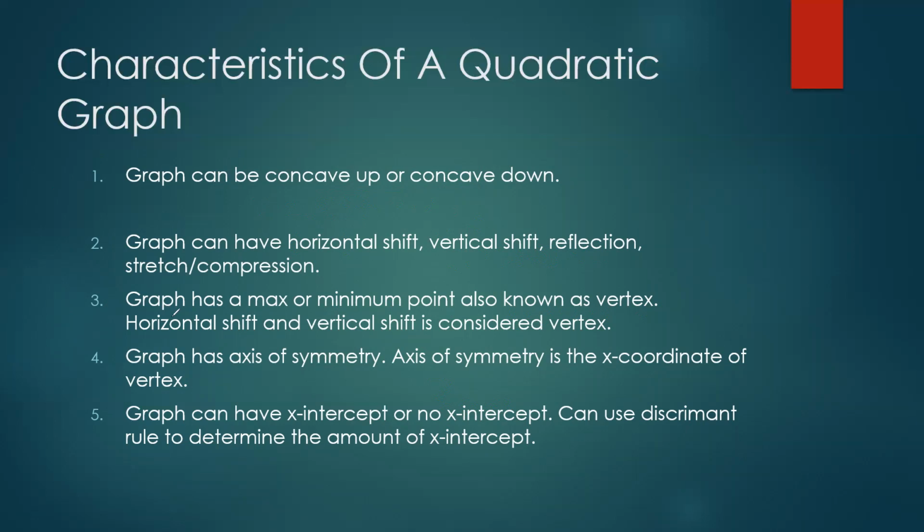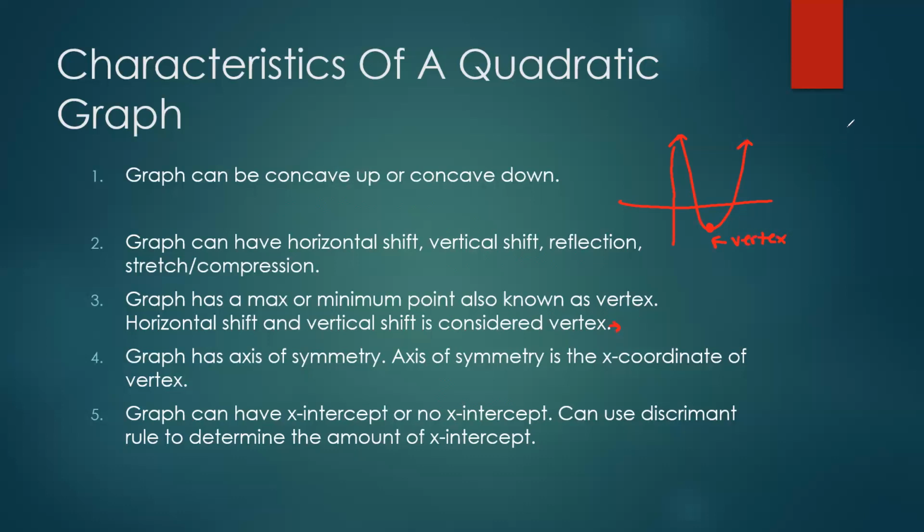The graph has a max or min, also known as a vertex. Horizontal shift and vertical shift is considered a vertex. That's only related if it was in vertex form, right? So if it's in vertex form, it's easy to find the vertex. What do I mean by vertex, by the way? For example, let's say this is a quadratic concave up, right? The vertex is either the lowest point or the highest point. So this would be the vertex.